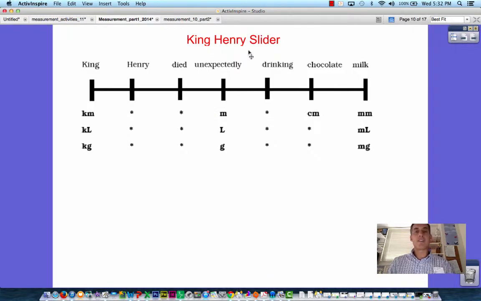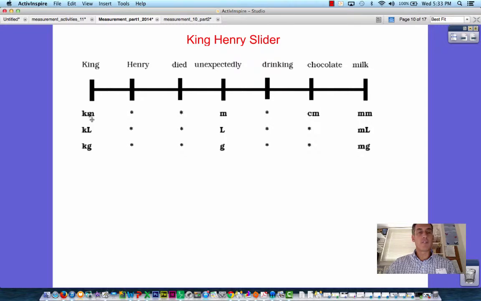Okay, King Henry Died. Now, you're going to have a copy of this in your journal, and you use this to convert from one unit to another. It's so easy. Our metric system is based on units of 10, so all we have to do is move a decimal point. By the way, King Henry died unexpectedly drinking chocolate milk. These asterisks, these are real units, but we just don't use them, so you don't have to get confused with complicated other metric system units that we really don't use, like the hectometer or the decameter. But we do use kilometer.